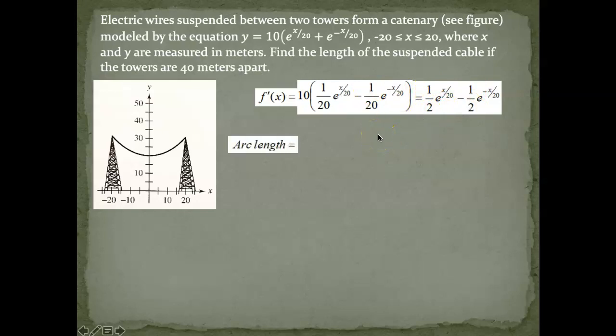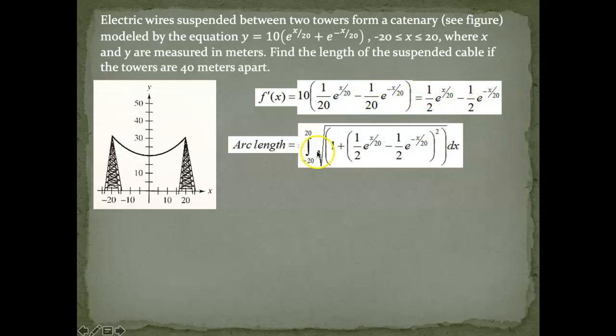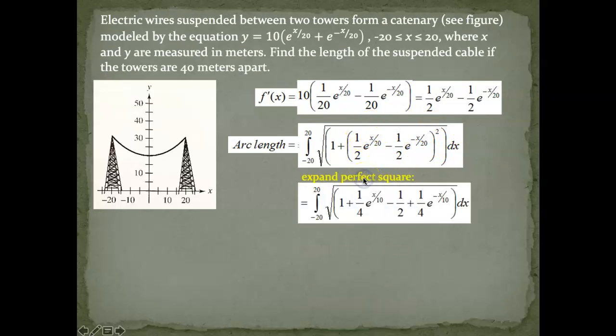Now we're going to find the arc length. So we're going to plug it into our formula. Again, our bounds here are going to be from -20 to 20, and we want the square root of 1 plus the derivative squared. So this is where we're going to do a lot of review, okay? So the first thing we would need to do is square this out, okay? When we square that perfect square, we're going to get three different terms, okay?